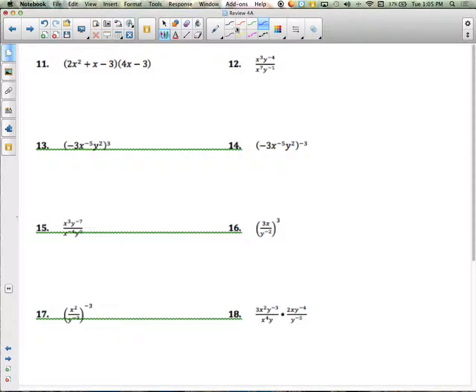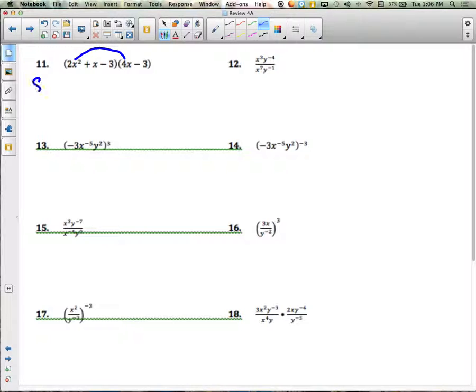Alright, number 11. This is review unit 4A. We have 2x squared plus x minus 3 times 4x minus 3. So this is just a multiplication problem. We're going to distribute. We'll take 2x squared times 4x.